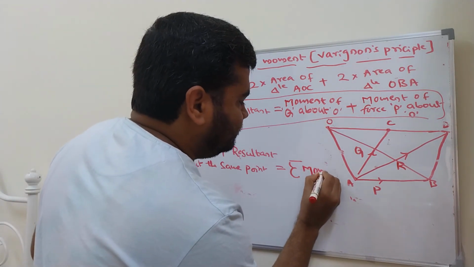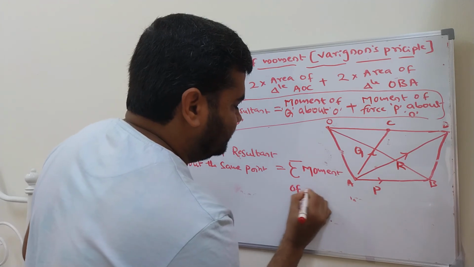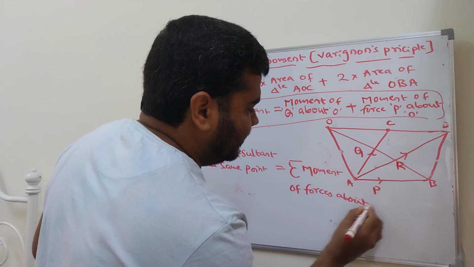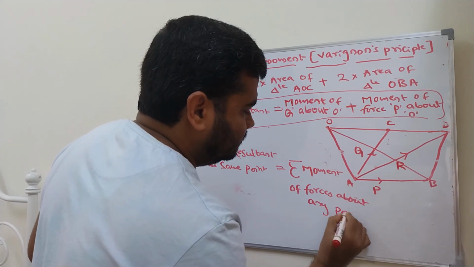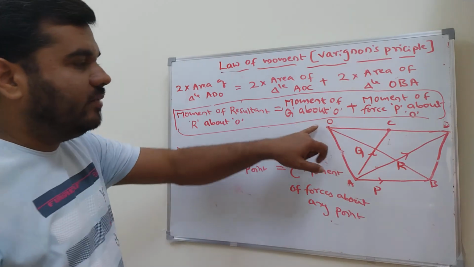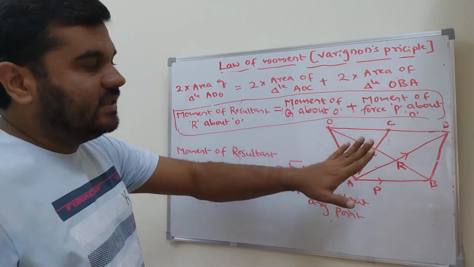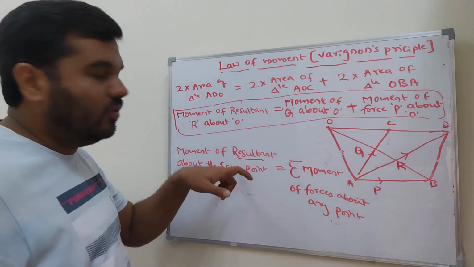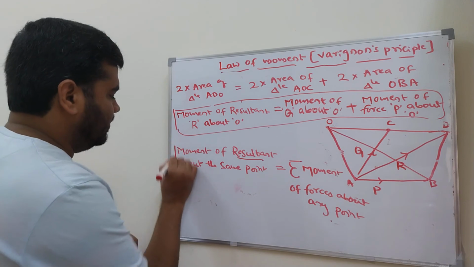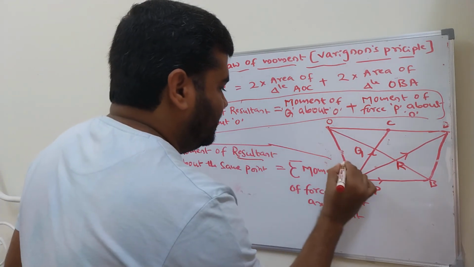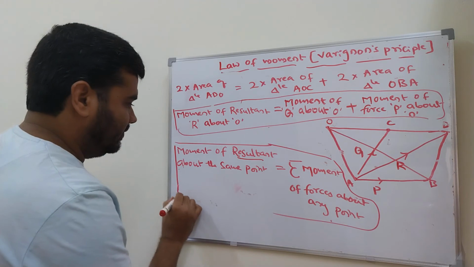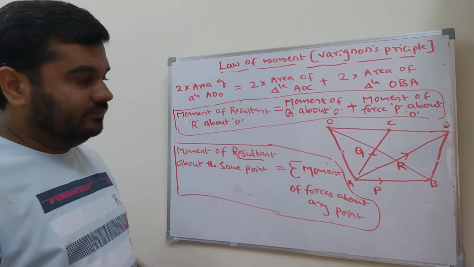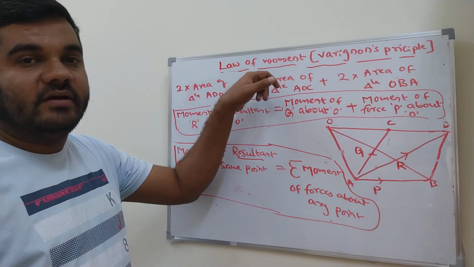moments of forces about any point. Will you agree with this? About any point means the moments of all these forces about O are the same as the moment of the resultant about the same point. This is how Varignon's principle is explained here. Okay. So this is the derivation and the law of moments.